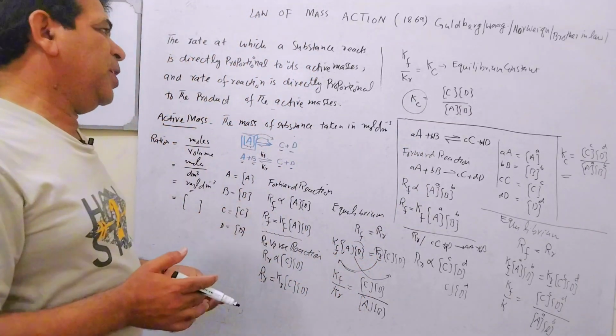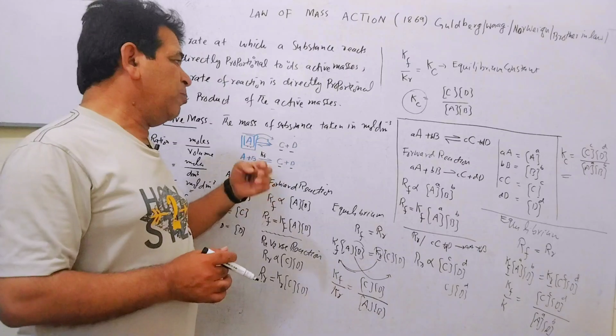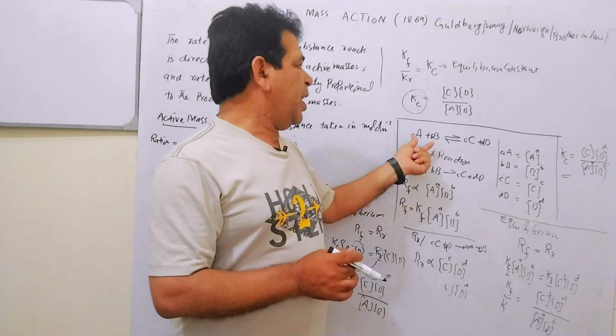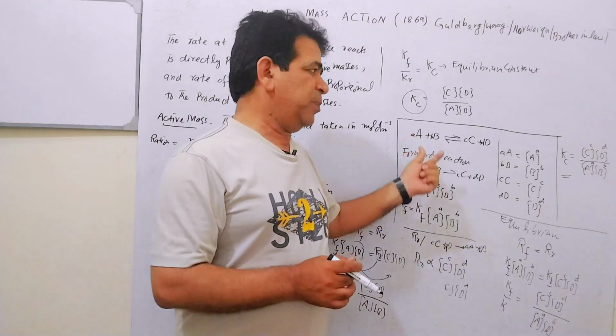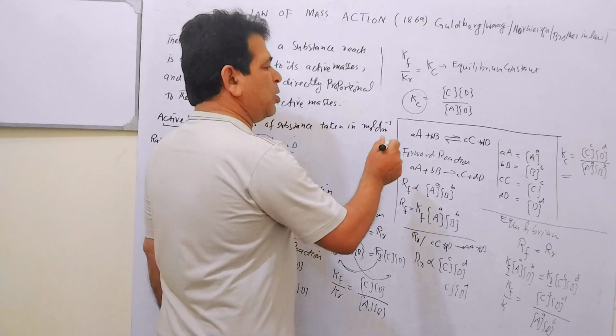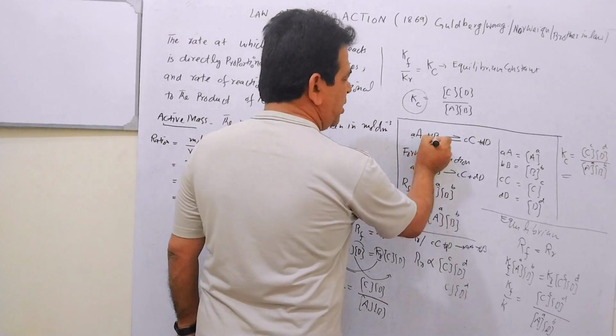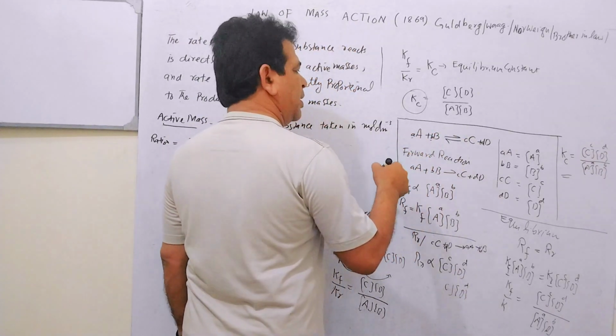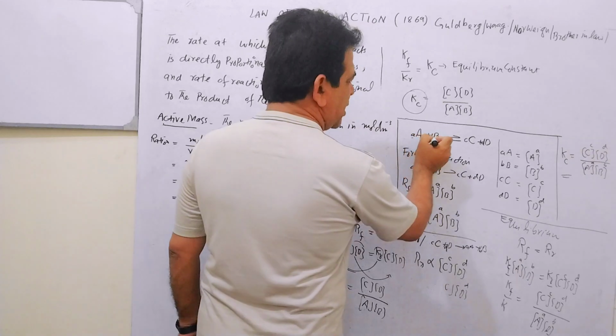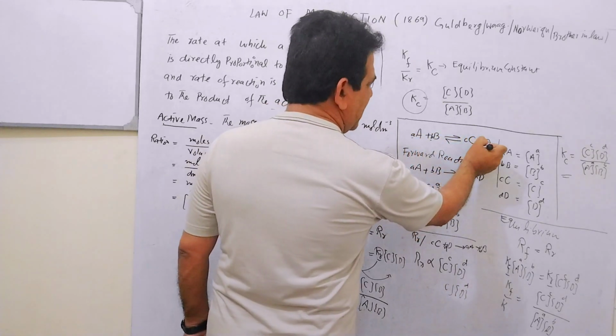This law is explained by an example. Now we can explain this law with the help of a general reaction. In a general reaction, we will put our coefficients in front of each reactant and product, like A reacts with B to form C and D.